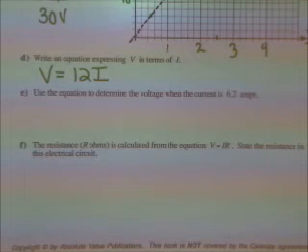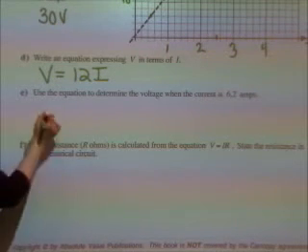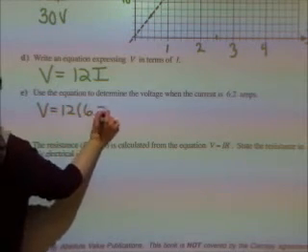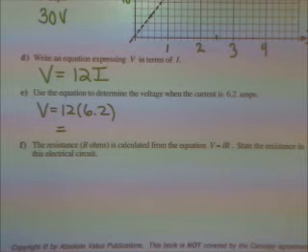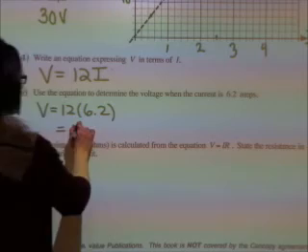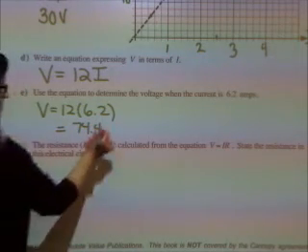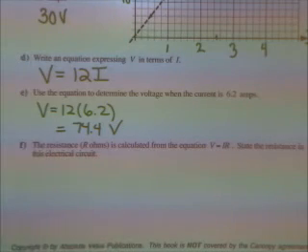So when I have 6.2 amps, how many volts would I have? What'd you get, Tyrone? 74.4. And what do I put after that? V for volts.